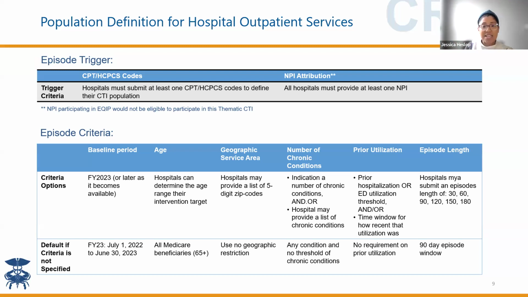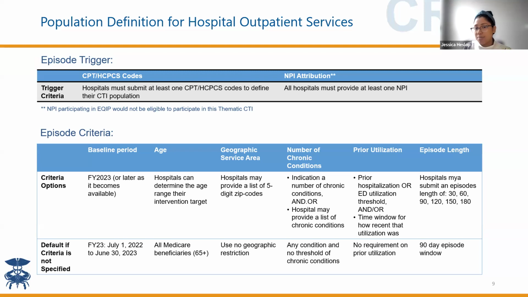A couple other things, as we have with all CTIs, there is some customization available for individual hospitals. I will note one is not customizable this year, and that is baseline. Because this is a new thematic area, there is the requirement for all CTIs to use fiscal year 23, that's July 2022 through June 2023, as their baseline. In future years, as more baseline years become available, that will be something that can be customizable by the hospitals. But for this year, it's the only one that's available.